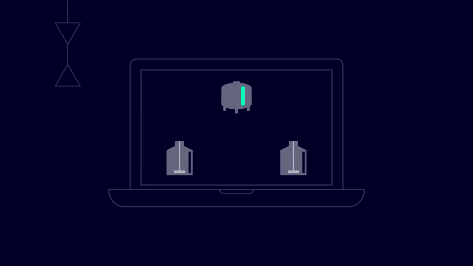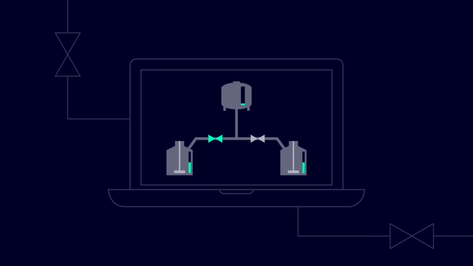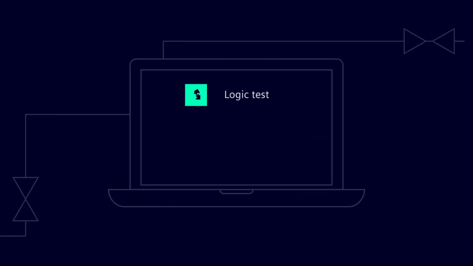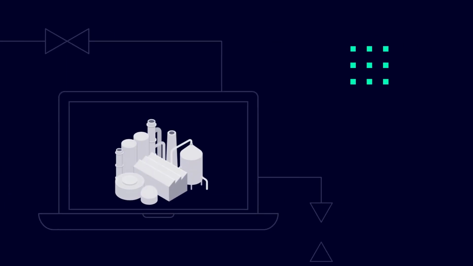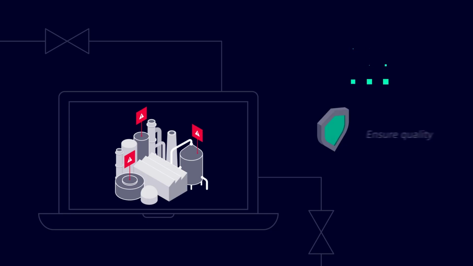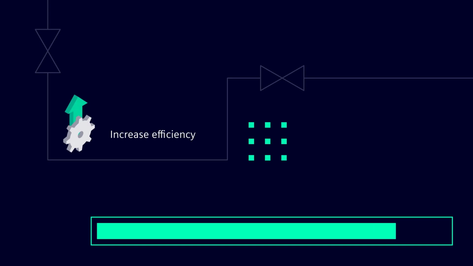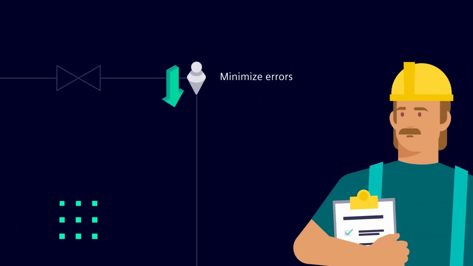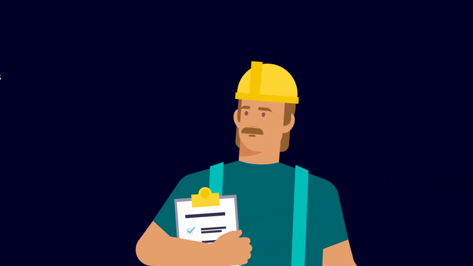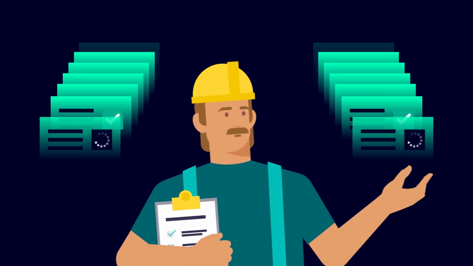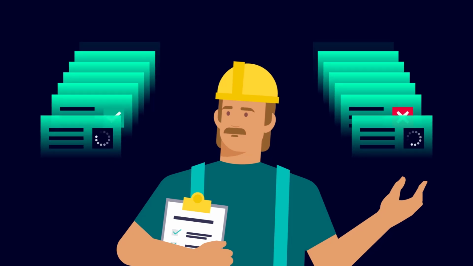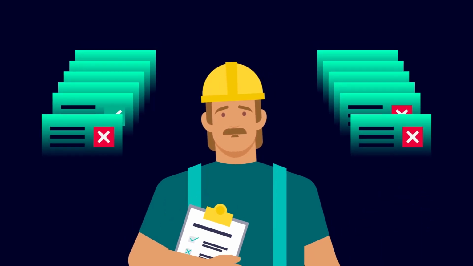In order to guarantee complete correctness in engineering, repetitive tests of logic, interlock, sequence, and so on are required. When performing such tests, automation engineers need to ensure quality while increasing test efficiency and minimizing human error. The challenge is that most times the testing process is repetitive and inefficient, causing frustration to the engineers.